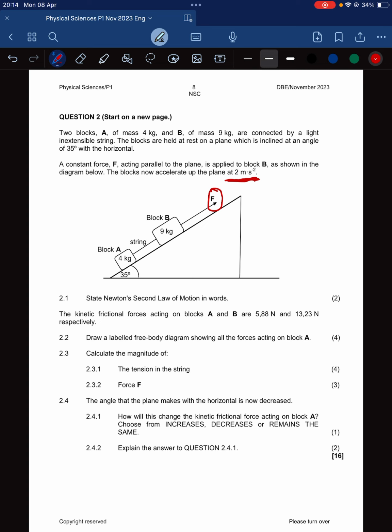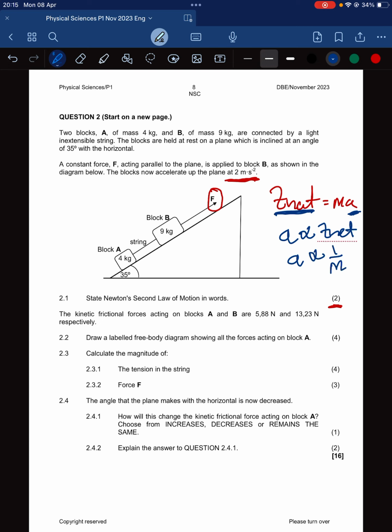But here it says we must state Newton's second law of motion in words. Remember this is derived from the formula F net is equal to ma. So what does it say? It simply says that when a net force is applied on an object, the object will accelerate in the direction of the net force. The acceleration is directly proportional to the net force, but the acceleration is inversely proportional to the mass of that particular object.